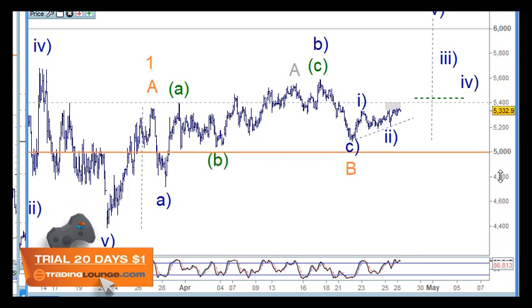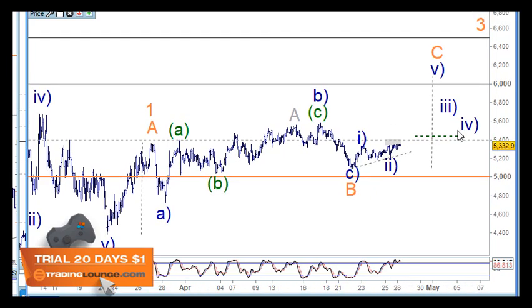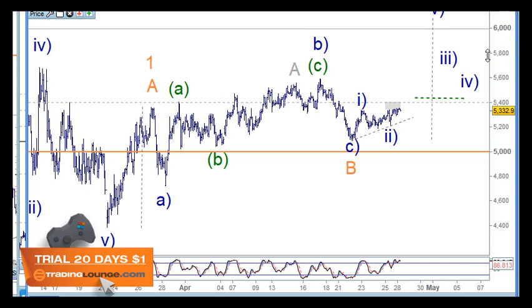Okay, there's another way to count this: A, B, and going up 5 waves up here for C into the 61.8%. The other way to treat this is looking at all of this as the A wave here, and then an A and a B and a C wave to this point here, and then we go up from that point. But it still leaves us in the same position. We must have that 5,400 as the support.